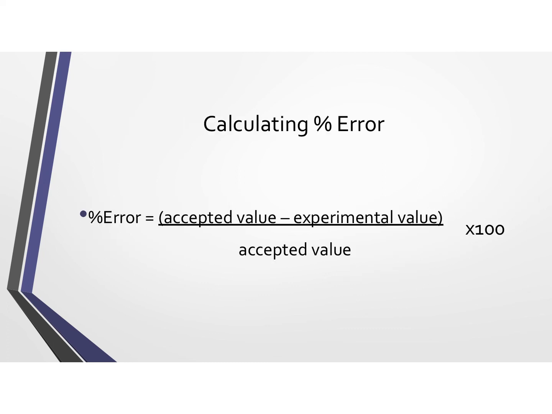Okay, so then we're going to take those definitions and plug them into our equation for percent error. To calculate our percent error, we take our accepted value minus our experimental value, divided by the accepted value again, and then you multiply it by 100 to turn it into a percent. Go ahead and copy this equation and then we'll do one practice problem of calculating percent error.